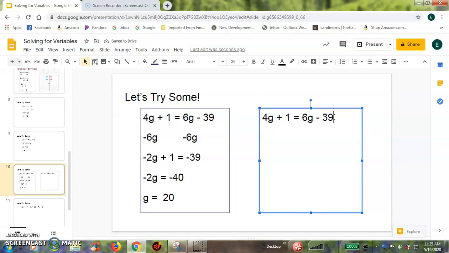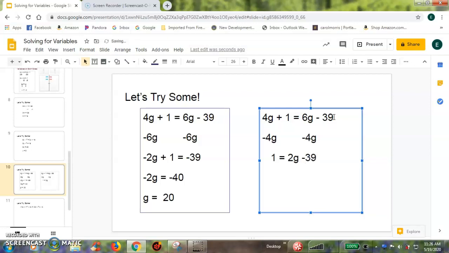All right, now my preference is always to be left with positive variables. So I would probably do it this way if I were just doing it once. But what I want to do is just show you either way you do this, you end up with the same answer. So in this case, I am left with 1 equals 2g minus 39.